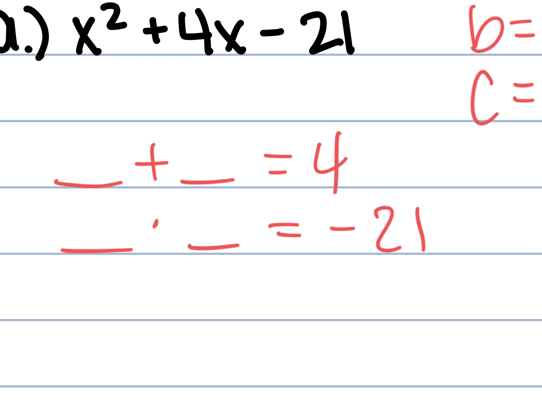Yeah? Can I follow? What do you think it is? I think the answer is x plus 7 times x minus 3. Very good. 7 and -3 are your factors. Because I told you that's what I thought it was.